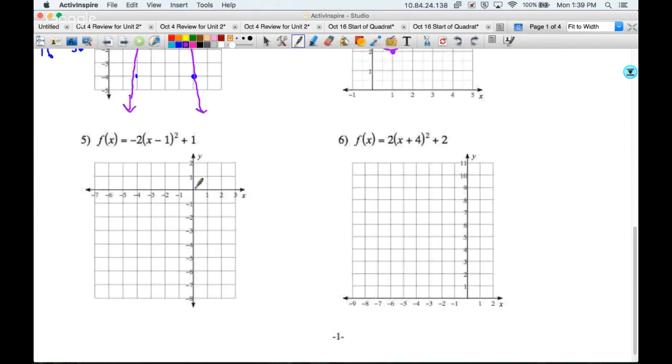Number 5, my a is equal to -2, h equals 1, k equals 1. Let's go to the correct h, k. It's right there. Go over 1 and go down 2. And then the next is down 8 from the vertex. Get one that looks like this.